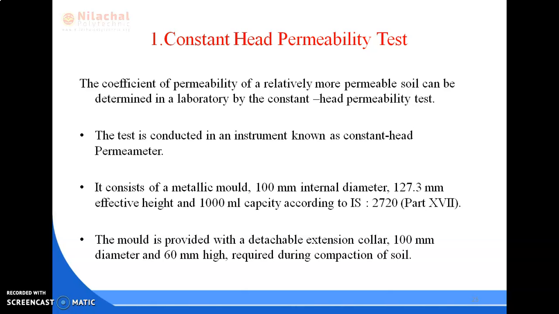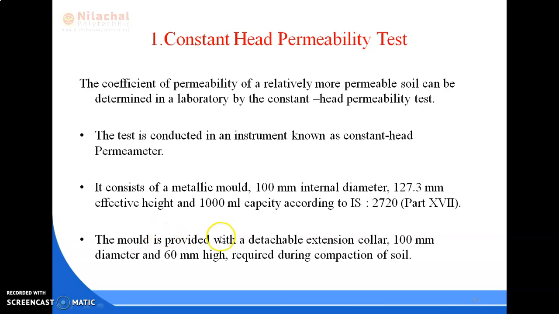The coefficient of permeability of a relatively more permeable soil can be determined in a laboratory by maintaining the head of the water constant, so its name is constant head permeability test. The test is conducted in an instrument known as a constant head permeameter. It consists basically of a metallic mold, 100 mm internal diameter, 127.3 mm effective height, and 1000 ml capacity, according to IS 2720 part XVII.